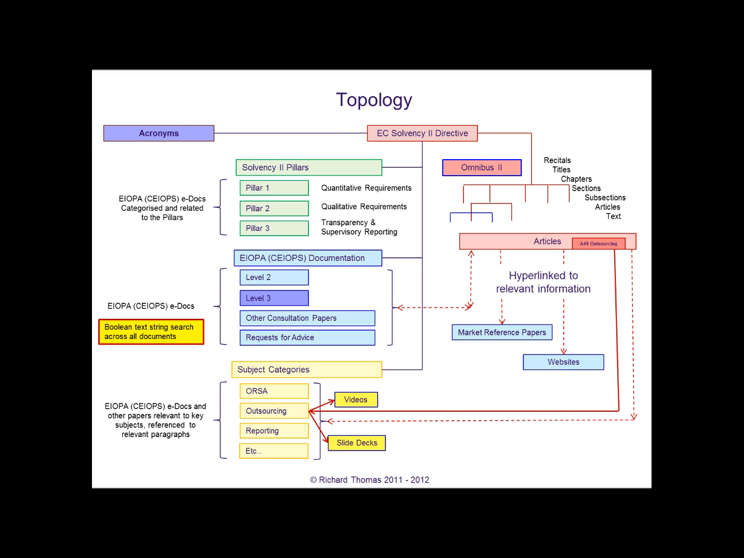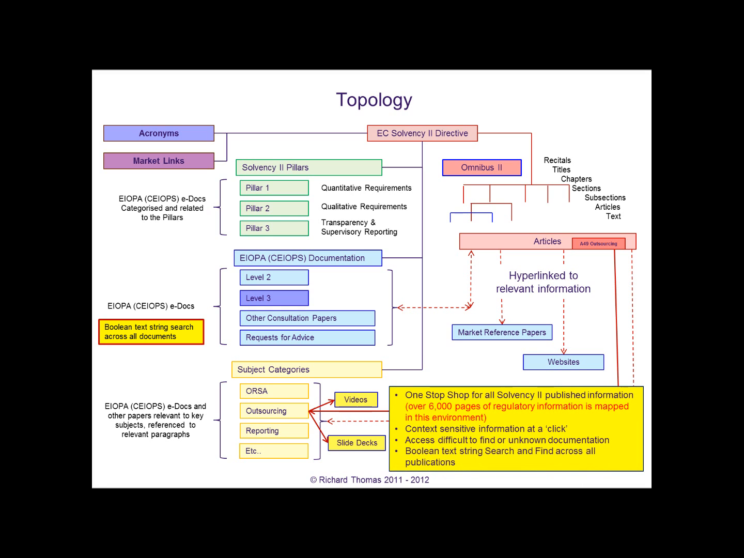Another useful segment is titled Acronyms. Solvency II is full of them, and this provides a valuable explanation of terms used with hyperlinks to additional information. The Market Links segment provides quick access to many websites that are Solvency II specific or to key organizations within the industry. In summary, this is a one-stop shop for all Solvency II documentation with the added value of easy navigation and rapid cross-reference, immensely reducing time and cost of information access across an organization.